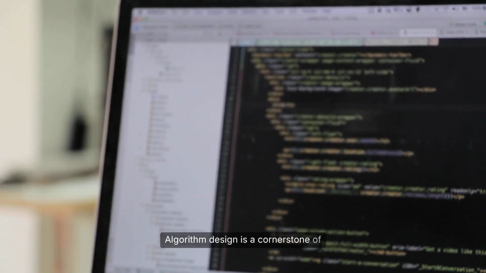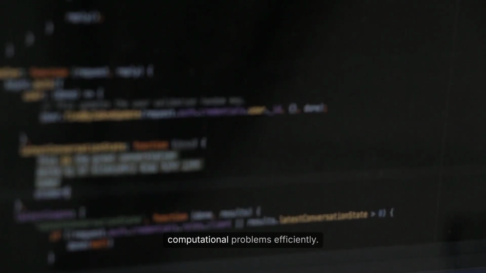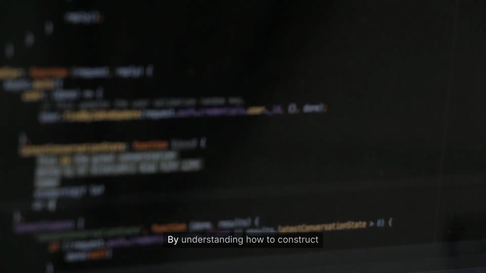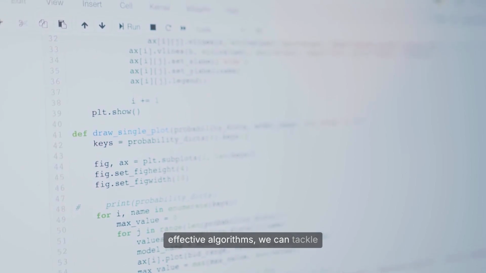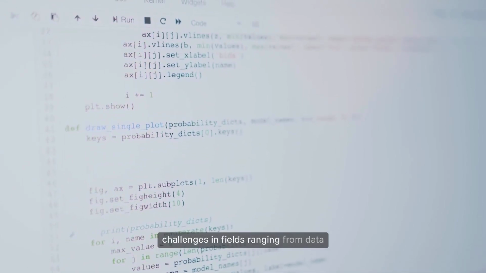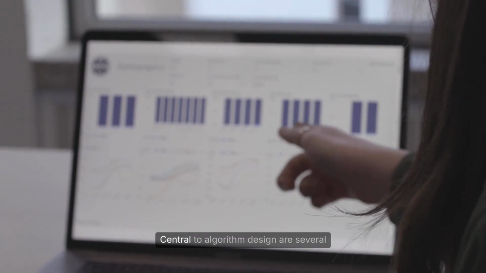Algorithm design is a cornerstone of computer science, providing the tools and strategies needed to solve complex computational problems efficiently. By understanding how to construct effective algorithms, we can tackle challenges in fields ranging from data analysis to artificial intelligence.